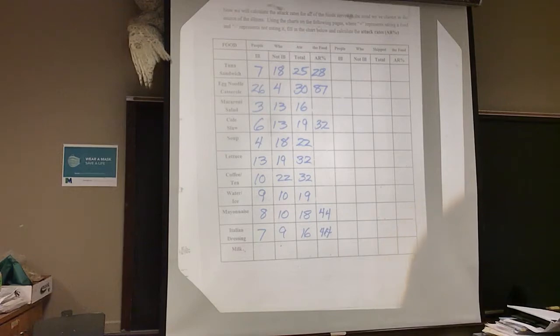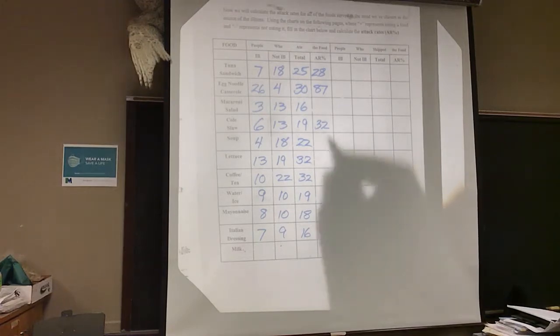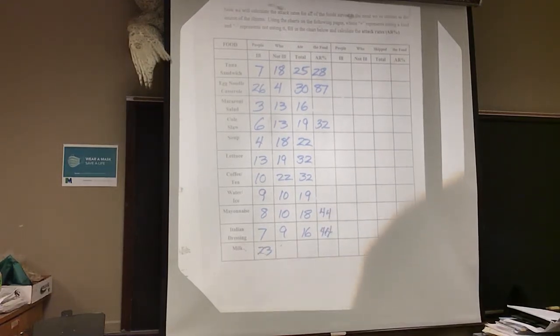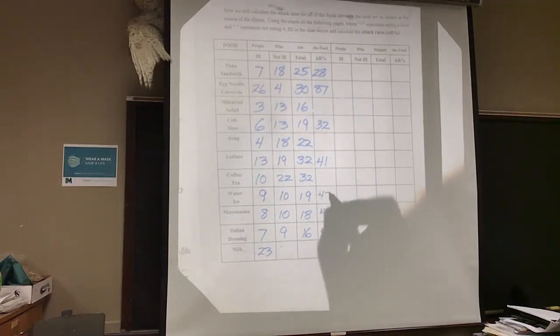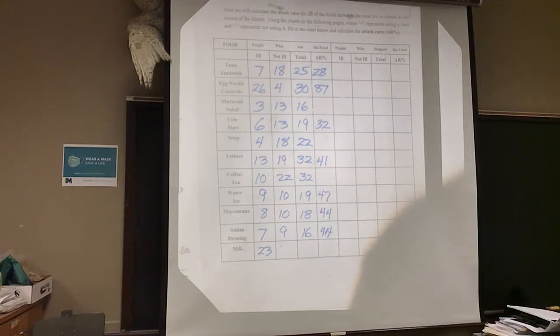You don't have milk. I got 23 for milk. I need to. 41% for lettuce. You know this is an old case, because the only thing they gave him to drink was water and milk, and most of the people took the milk. Probably little half pints. Water and ice, 47. Say again? Water and ice, 47. It's 38 for milk.